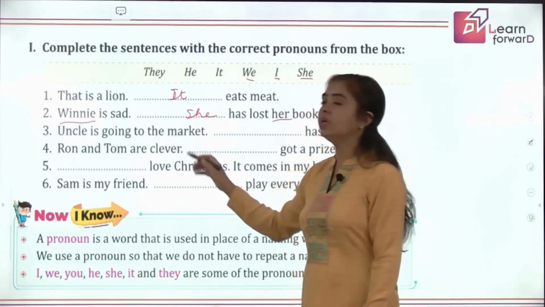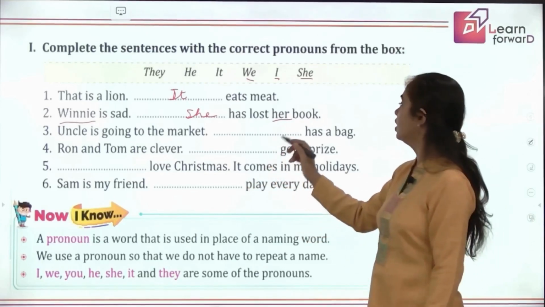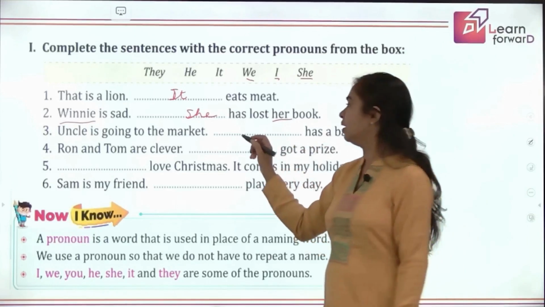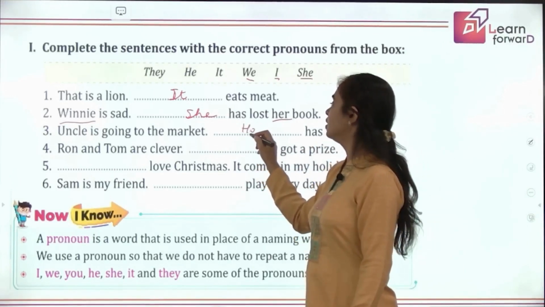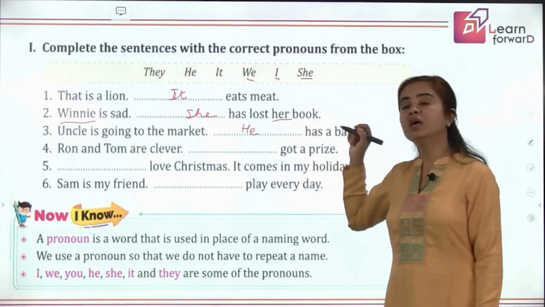Uncle is going to the market. Now, uncle is a male. We are again referring to somebody third. ___ has a bag. So, third person for a male in singular is he. He has a bag. So, this is how you pick out the correct pronoun.